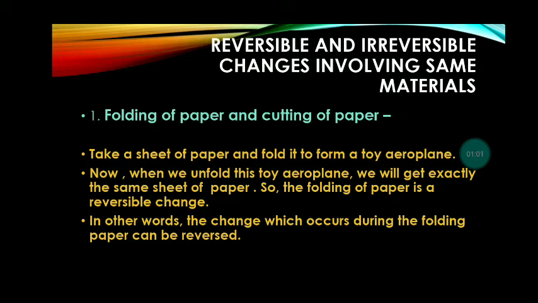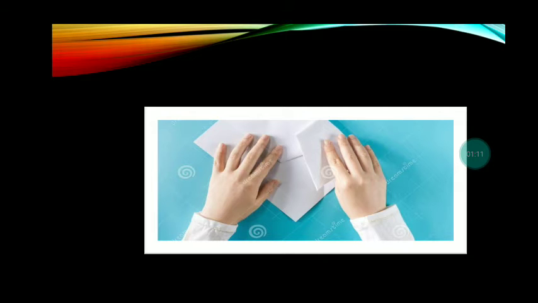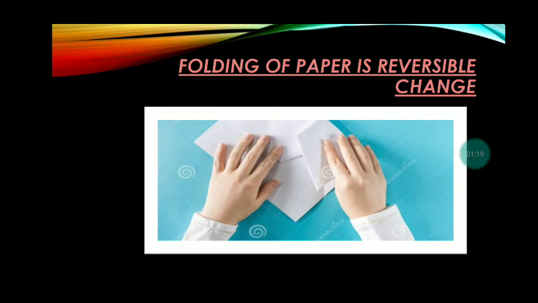So I can say, even if you fold the paper, you will get back the original shape and size. So this is a reversible change. You can see in this picture, a man is folding paper and he will get back the original shape and size of the paper. So this is a reversible change. So folding of paper is a reversible change.